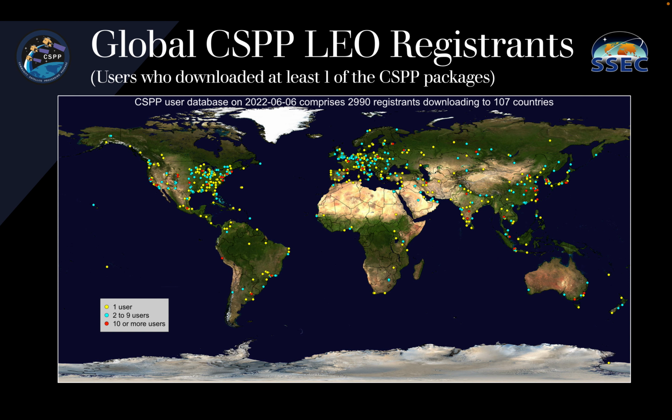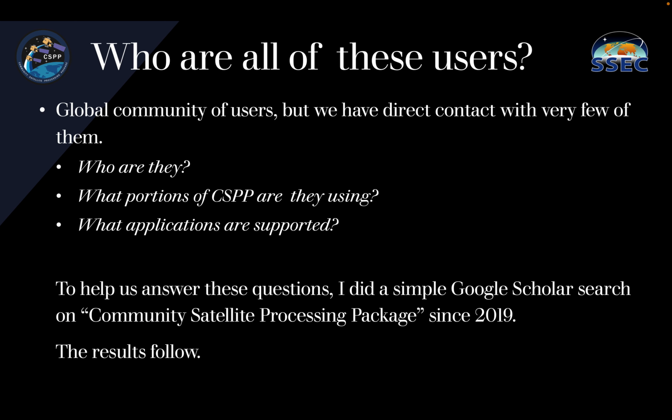Now, we've seen a few of the distributions of where the antenna locations are actually located around the world, and there's no way that each of these sites has an antenna. So there's a lot of users out there that we don't know about. So what we're trying to do is to find out some information about the users. We have very little direct contact. Well, we have direct contact with a very few of these users. So we're wondering who they are, what portions of CSPP are they using, and what applications are they supporting.